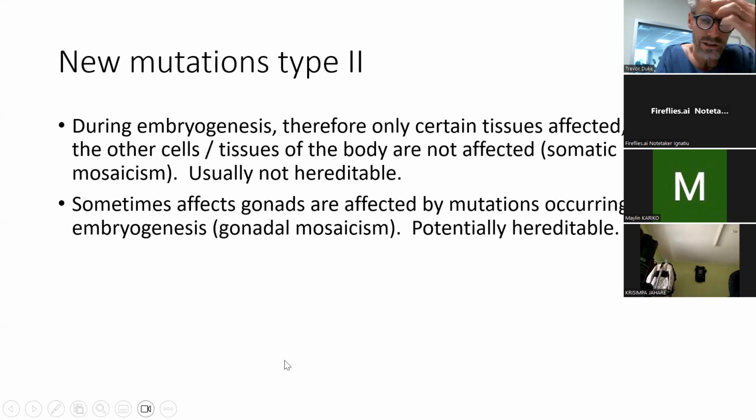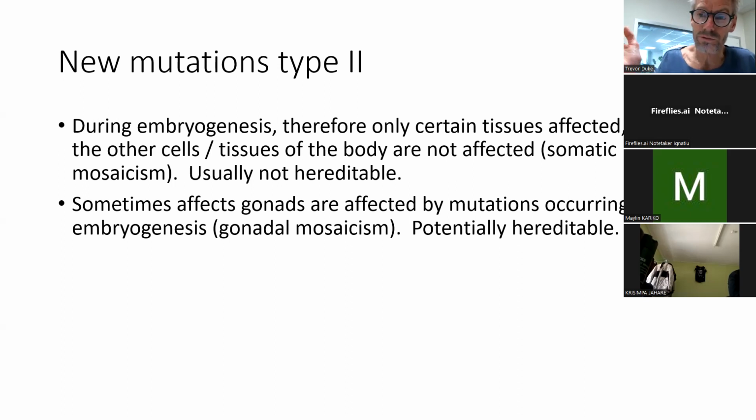The next mutation that can occur is during embryogenesis. So not at the fusion of the gametes phase, but sometime during embryogenesis. And if a genetic mutation occurs during embryogenesis, then it may be that only certain tissues are affected. So, for example, if it's a somatic mutation, it might only be affecting certain tissues, perhaps of the gastrointestinal tract or of the cardiovascular system, etc. And usually these types of mutations are not hereditable.